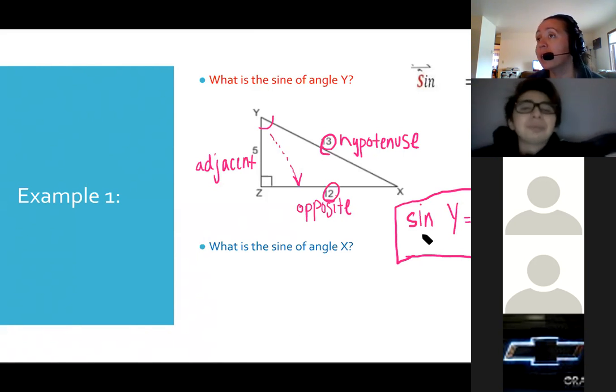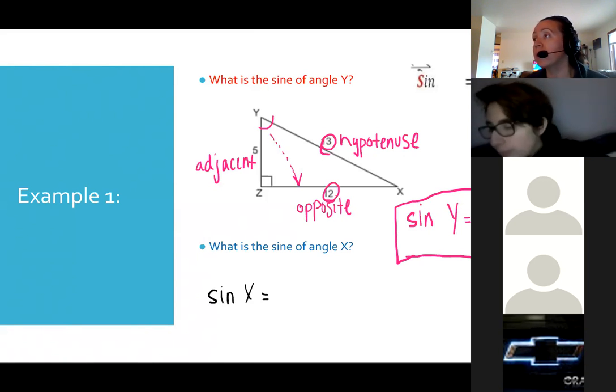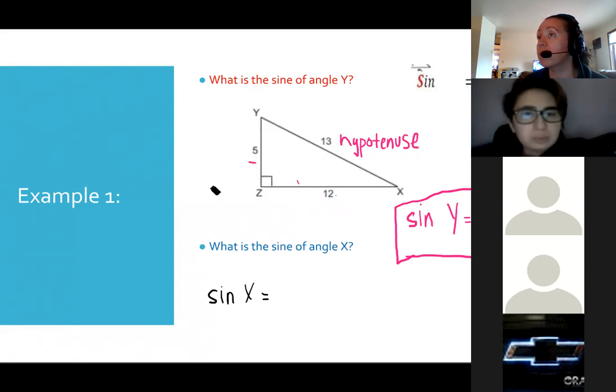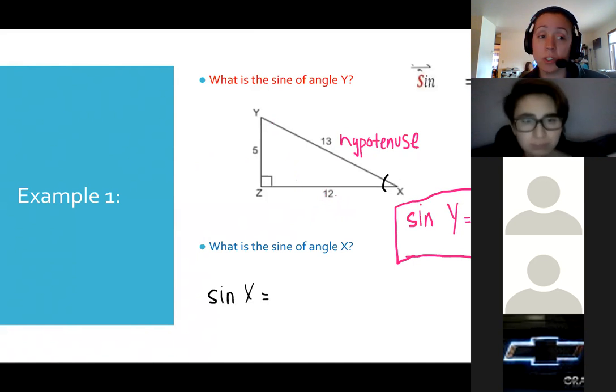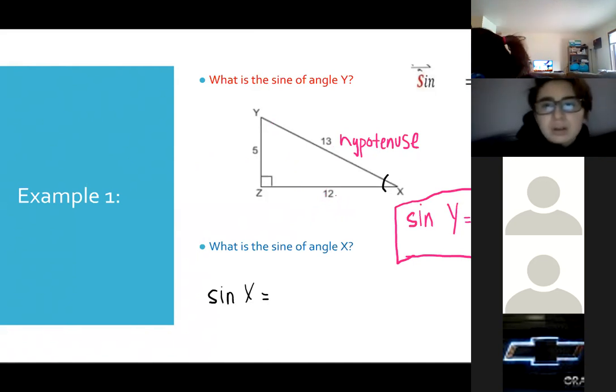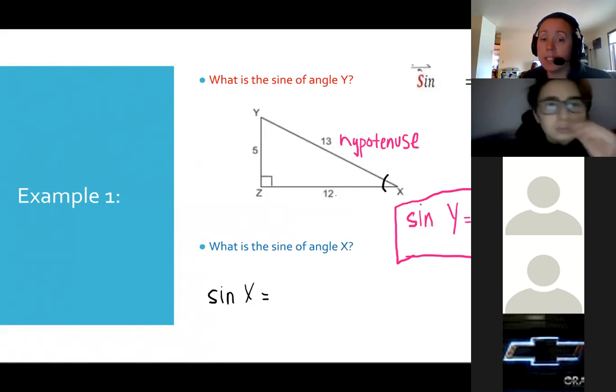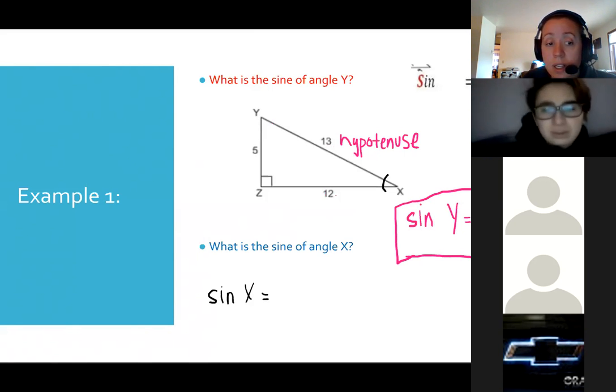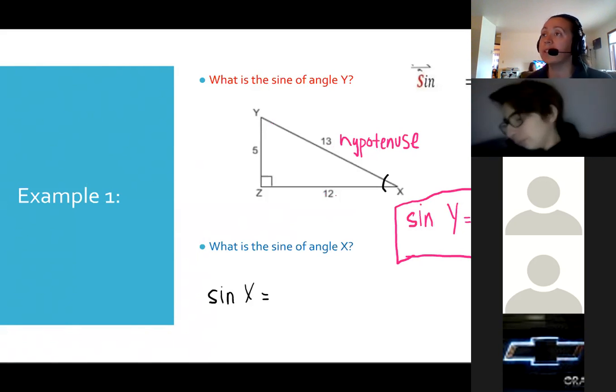So now we want to kind of switch gears a little bit. We want to find the sine of angle x. So if we want to now change our focus, the hypotenuse remains the same. But now we want to change our focus to the other side there. Sine of x now. So which side turns into our opposite? Beth, what do you think? 5. Yeah, that's going to be our opposite side.